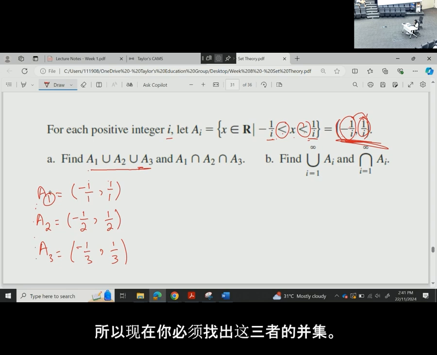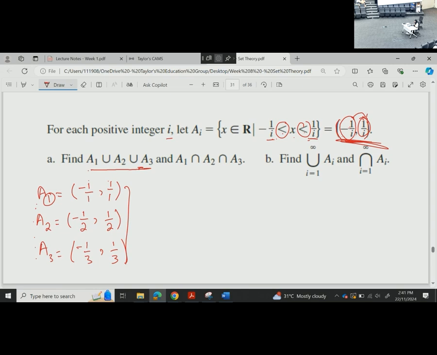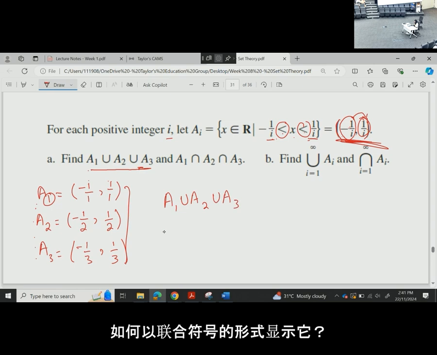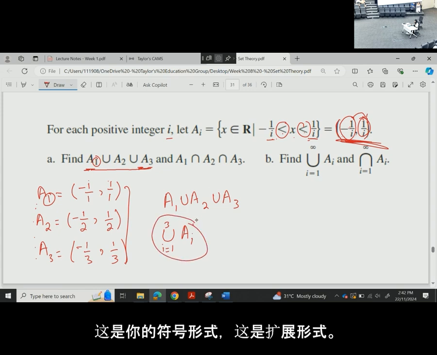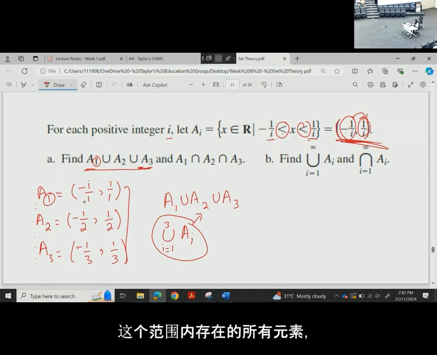Now you have to find the union of these 3. How can you show the union in union notation? You will look at the number of subsets. You're starting from 1 up to 3, and then you have A of I. So this is your notation form, and this is the expanded form. Then you will look at the rule for the elements included in the union, all the elements present in this range, this range, and this range.